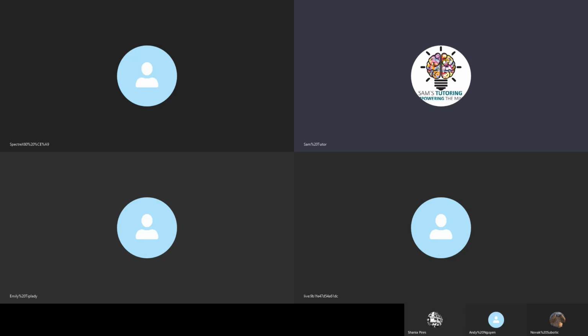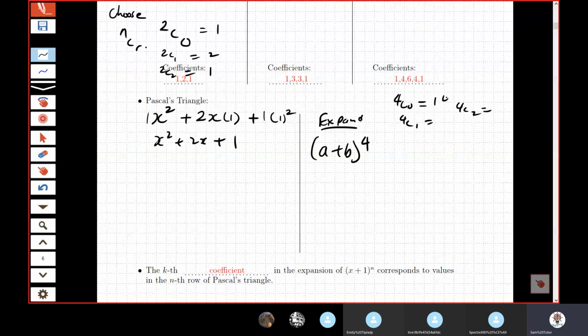Okay, so we find our coefficients: 1, 4, 6, 4, 1. Once you know your coefficients, like I said, you start with the highest one first, so that'll be a to the power of 4. And you're going to keep decreasing this by 1 while you increase the other one up by 1. So plus, decrease it by 1, increase it by 1, but there's meant to be a coefficient of 4.